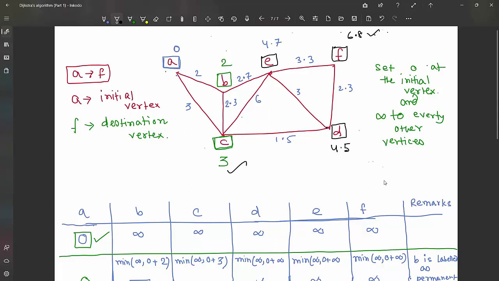So now it is the last table, and from this table, this is our observation that from A to C the distance is 3 unit, shortest distance. From A to B shortest distance is 2 unit. From A to E shortest distance is 4.7. From A to D shortest distance 4.5, and from A to F shortest distance is 6.8. So this is the shortest distance from A to any other vertices.